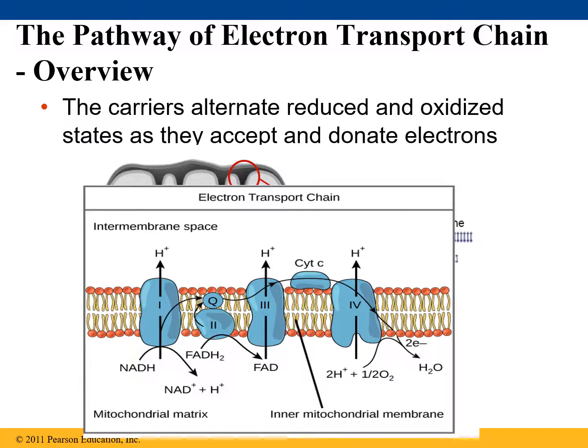So these carriers, they're called proteins, they alternate between being reduced and being oxidized as they accept and donate electrons. So this is showing NADH comes and it reduces this protein right here. The arrow is showing the electron flowing to the next protein. So the next protein gets reduced, then the next one, then the next one, then the next one. Eventually, those electrons are going to end up reducing oxygen to H2O. So that's our final electron acceptor, it's called.